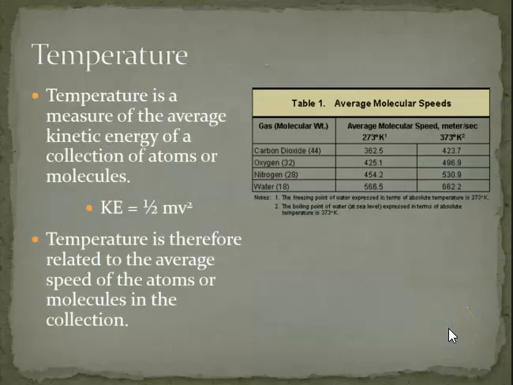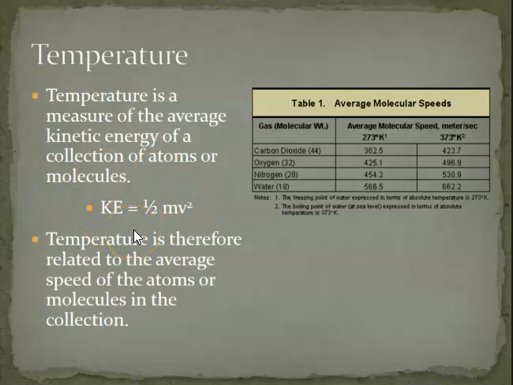But there are other things that we can adjust on a particular reaction, and temperature is one of those things. Remember, temperature is the measure of the average kinetic energy of a collection of atoms or molecules. And kinetic energy is 1/2 mv squared. We talked about all this, but it's related to the average speed of the atom. So as we warm things up, things have more kinetic energy. They are moving faster.